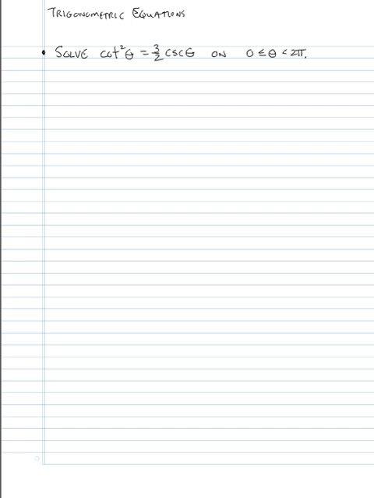So here you see our equation is cotangent squared theta equal 3/2 cosecant theta, and we're to solve on the interval from 0 to 2 pi, including 0 but not including 2 pi. So back to that idea of one revolution. Each one of these equations we've had so far has an infinite number of solutions. It just has a finite number of solutions that are in one positive revolution between 0 and 2 pi.